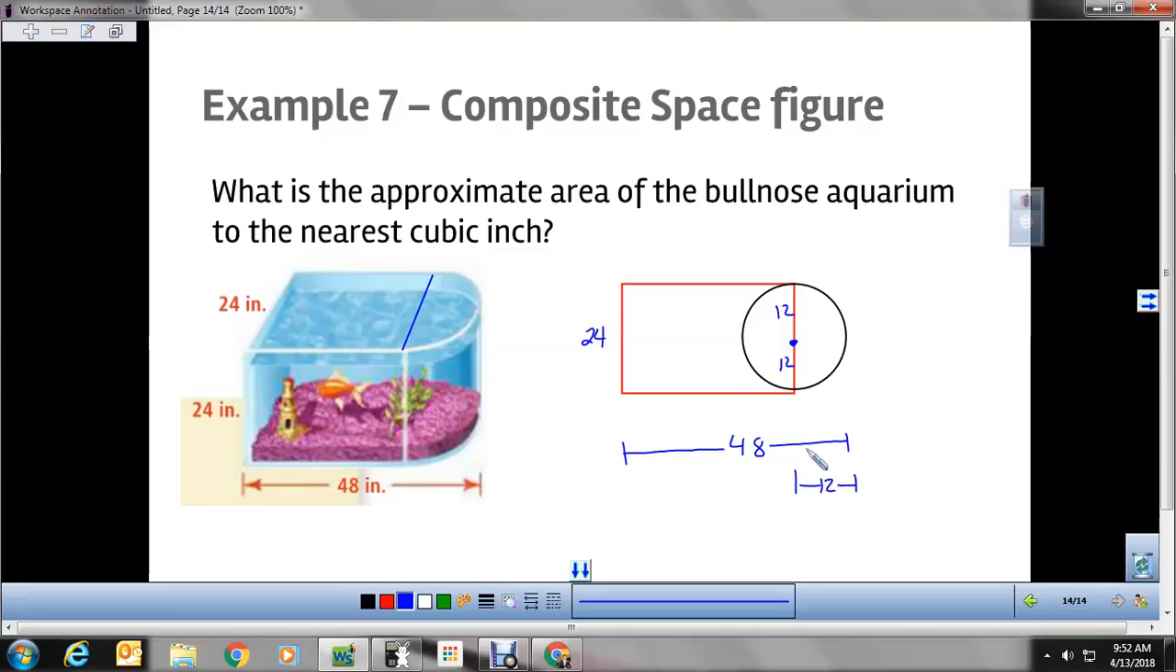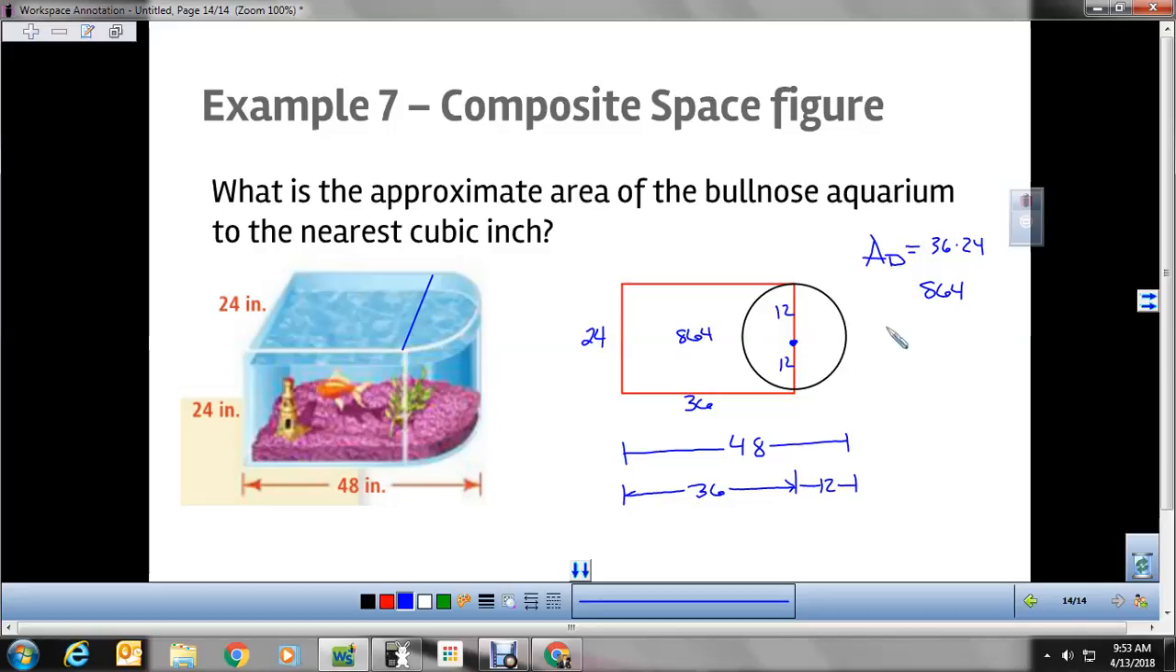So that means that this here, we're going to take 48 minus 12, which gives us 36 as the distance from here all the way to here. So that is the side length of our rectangle. To find the area of the rectangle, we're going to take 36 times 24. 36 times 24 is going to give us 864. So this area right here is 864.